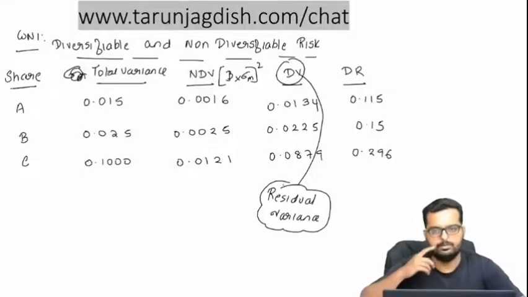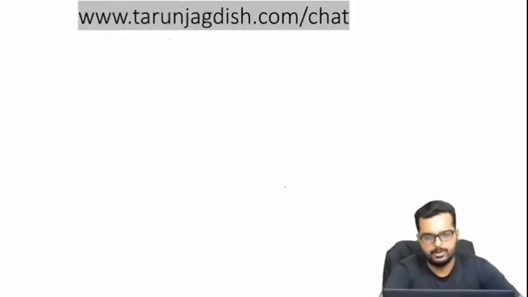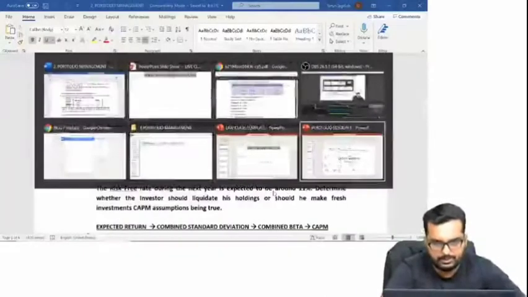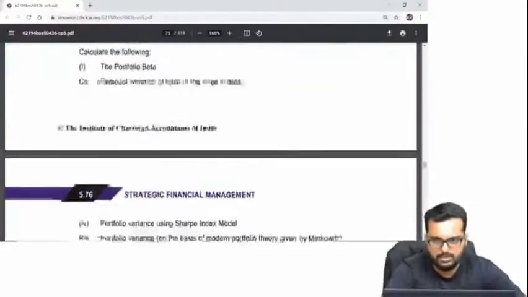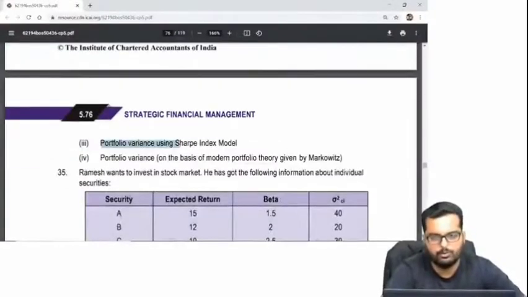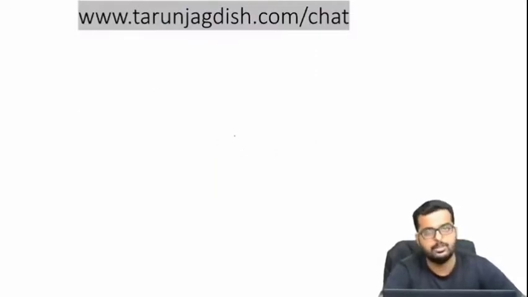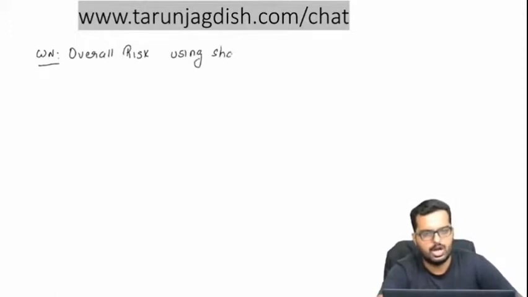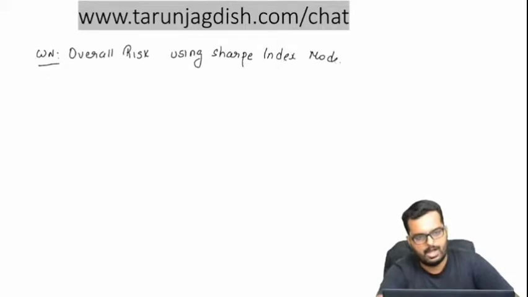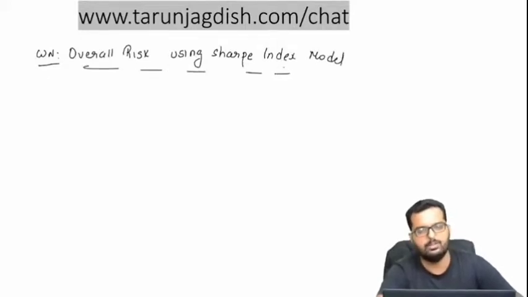Alright, so we are done with this part also. We got the overall beta also. Next requirement is what the challenge is about. They are asking you to find out the portfolio variance using the Sharpe index model. This is something new. I have not taken this in the class. The next one will be overall risk using the Sharpe index model. I will explain the logic first and then we will do it.